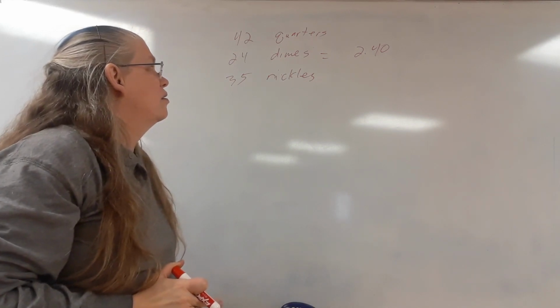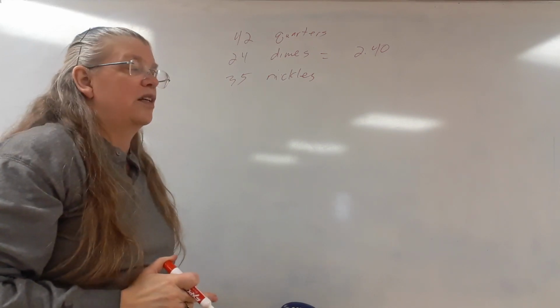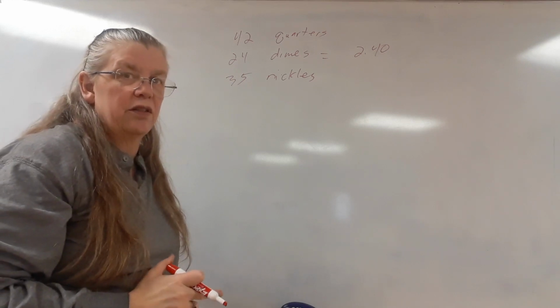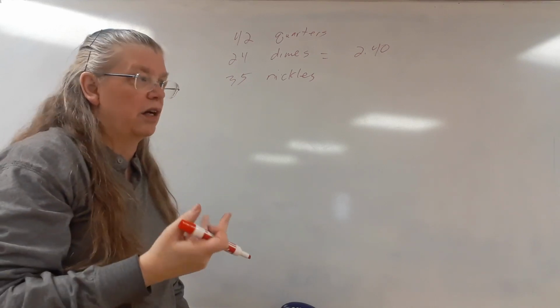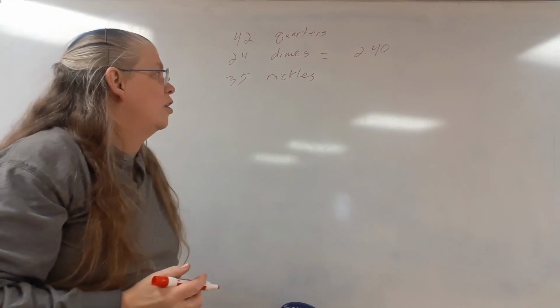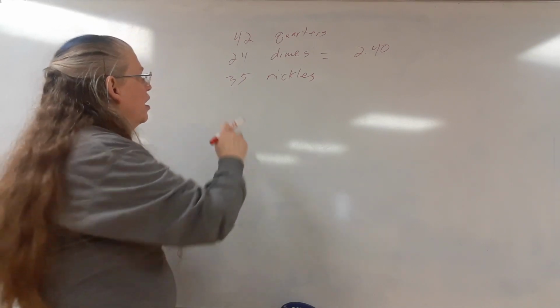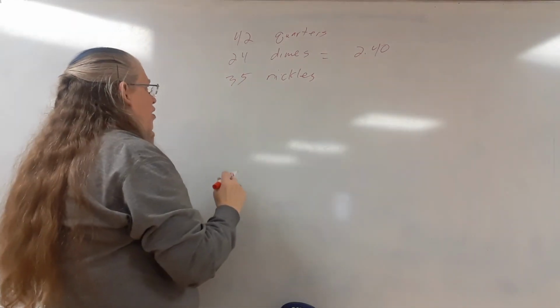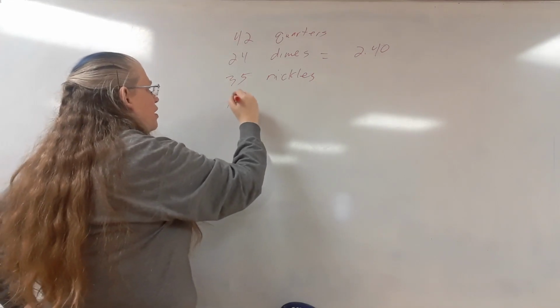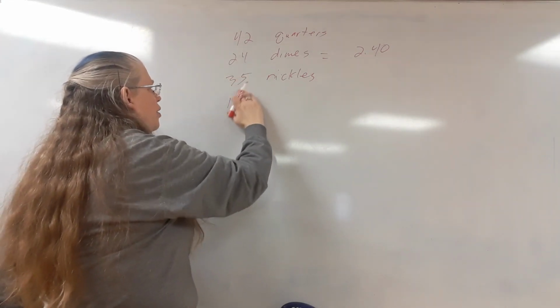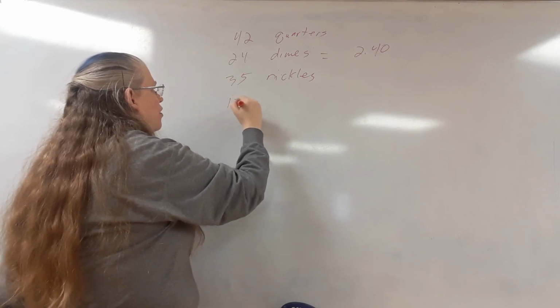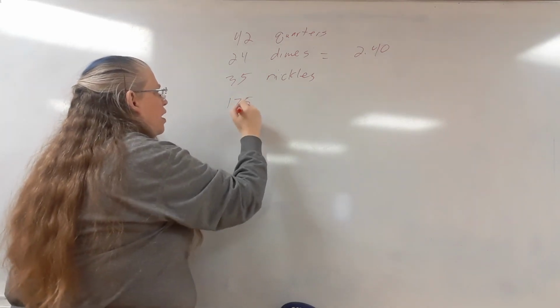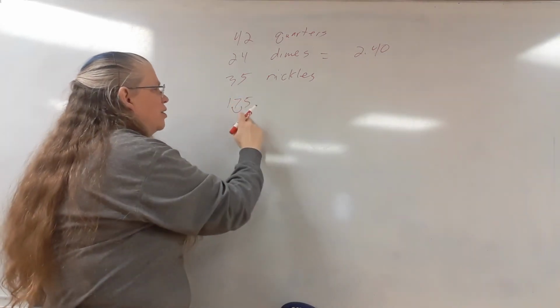Nickels is cut it in half and move the decimal, because nickels are 5 cents. And multiplying by 5 is cutting it in half and moving the decimal. All right, so cutting it in half, 35 divided in half, well 30 divided by half is 15, and then we got the 2.5 from here, so 17.5. And then we move the decimal 1, and we get $1.75.